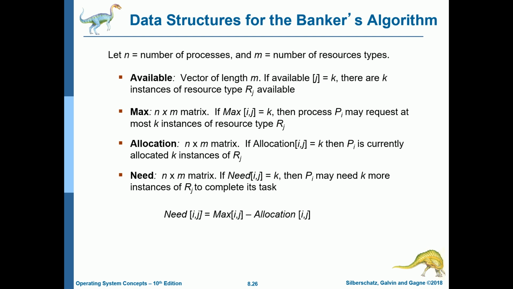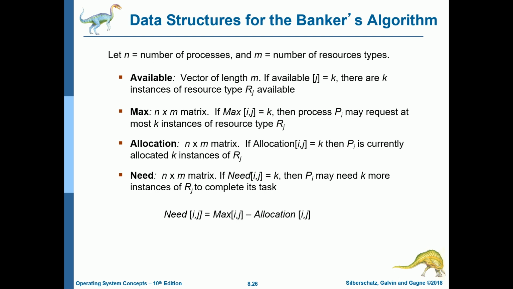Next, the data structure max. This is an N by M matrix that defines the maximum demands of each thread. If max I, J equals K, then the thread T sub I may request at most K instances of the resource type R sub J. Next, the data structure allocation. This is another N by M matrix that defines the number of resources of each type currently allocated to each thread. If allocation I, J equals K, then the thread T sub I is currently allocated K instances of the resource type R sub J.